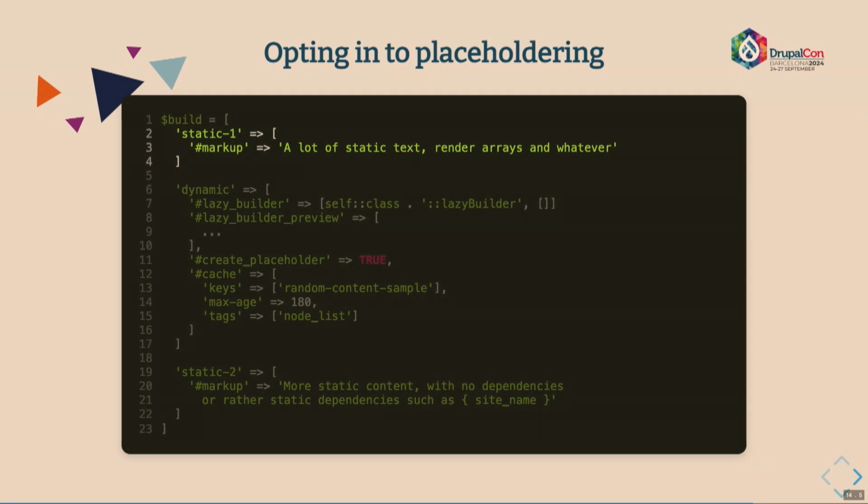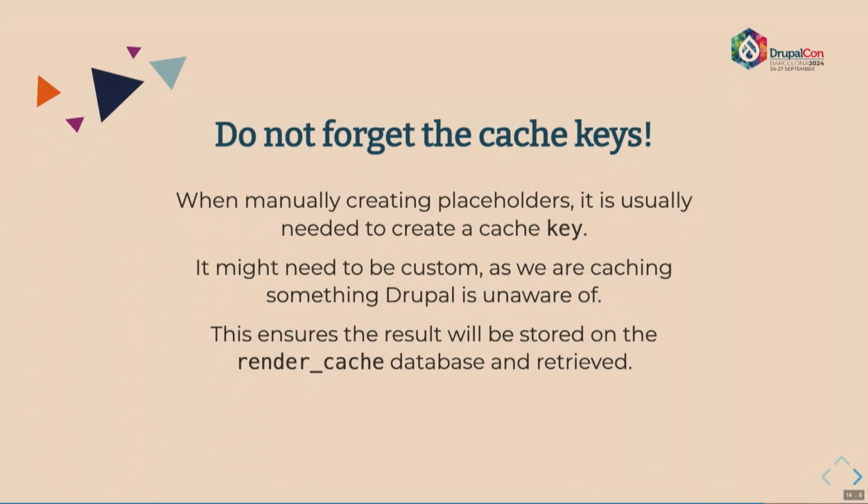So what you can do is you have the first part, whatever, and then for the dynamic part, you use a lazy builder, a lazy builder preview, for example, and use create placeholder true and introduce the cache keys, max age, and tags there. That part will get a placeholder because you asked Drupal specifically to do it by using create placeholder true. Okay? If you do this, don't forget to put a key. You will usually need a cache key, because when you are creating a placeholder manually, Drupal does not know about this structure that you created, so you will need a key in order to also benefit from the render cache.